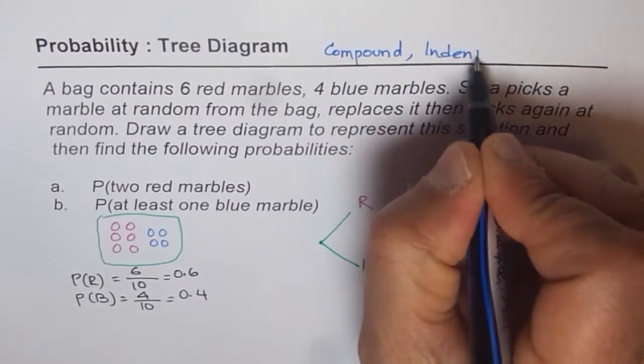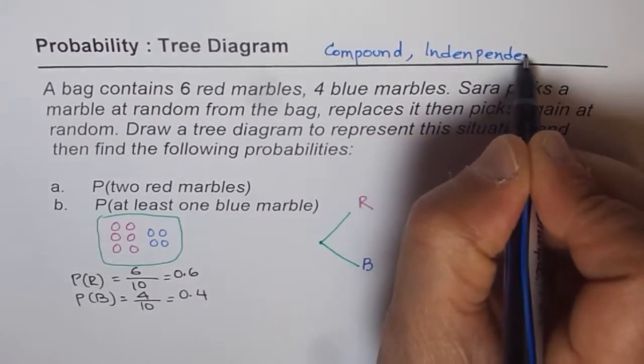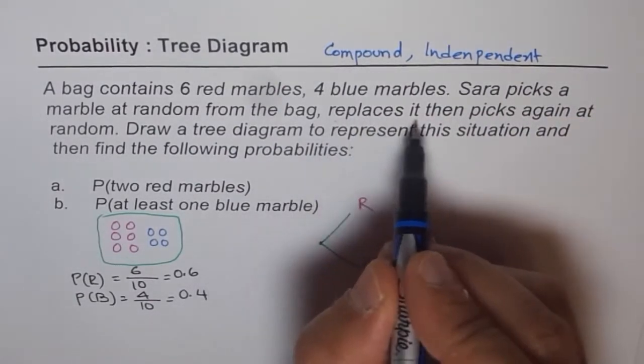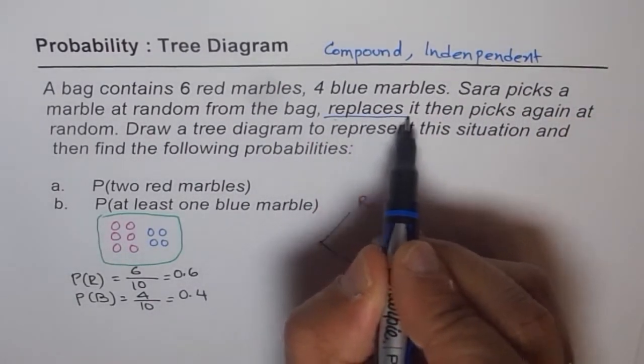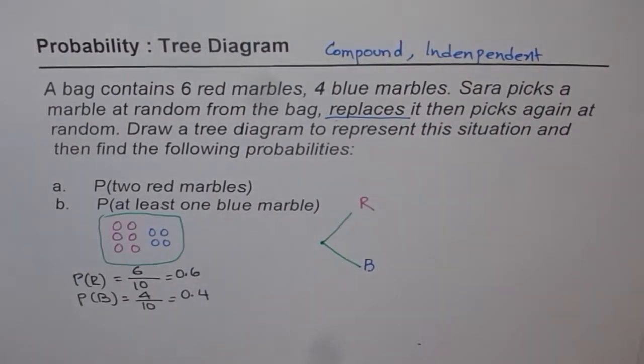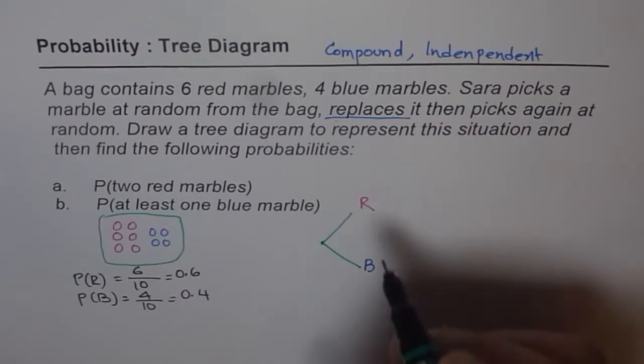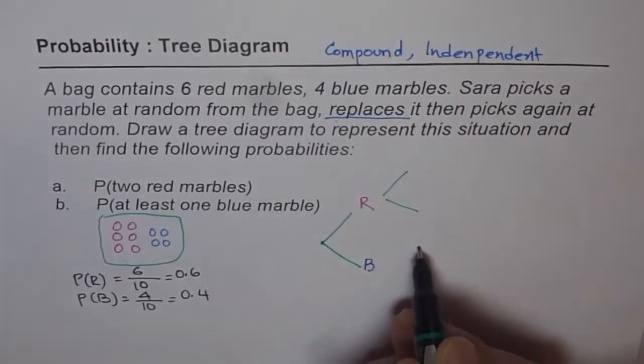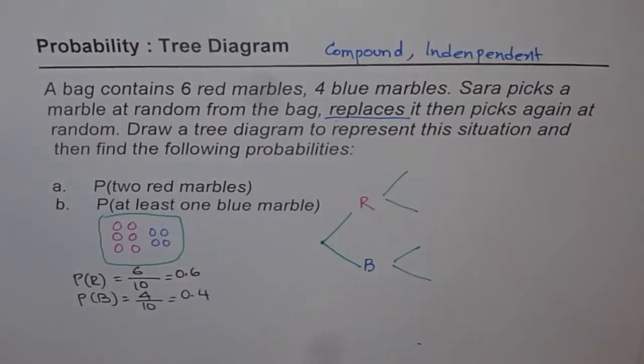Why is it independent? It is independent since she replaces it, then picks. So the word replace shows that it is independent. So let's try to review and understand what we are going through. Now again, she picks up another marble, right? This is after replacing. Now it could be either of the 2 situations.